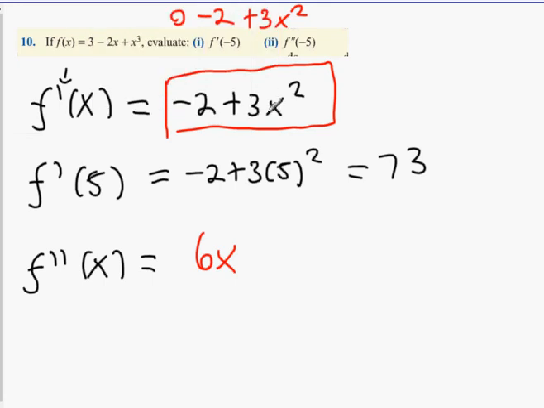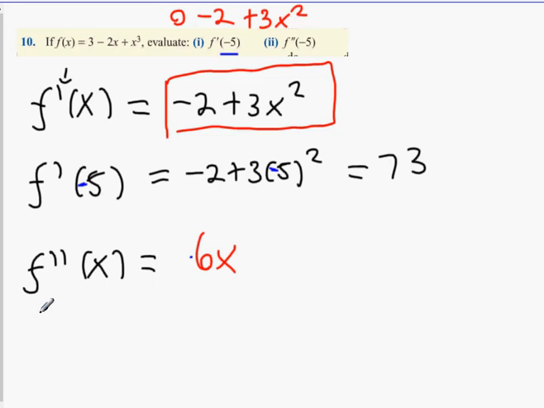Just with regards to the first question, it was actually a minus 5, which means it's a minus 5 in there, but because it was squared, it didn't affect the answer. It's still 73, but it is a minus 5 they want. I differentiate a second time, Dennis. The minus 2 turned into a 0. The 3x squared turns into 2 times 3, which is 6. Take 1 away from the power, 6x. There's no need to put down the 0.